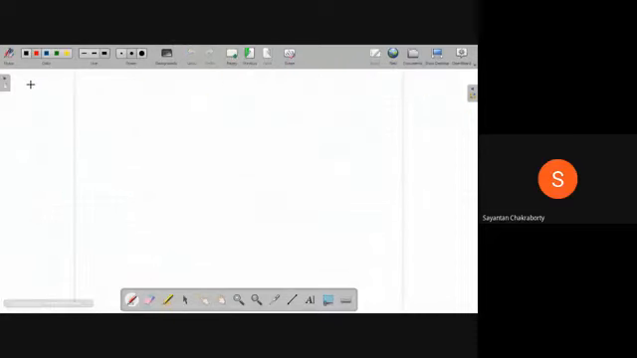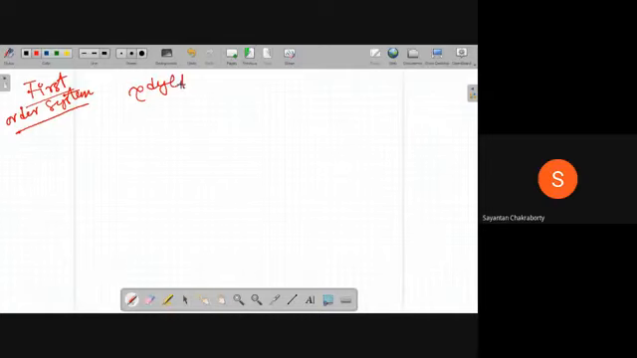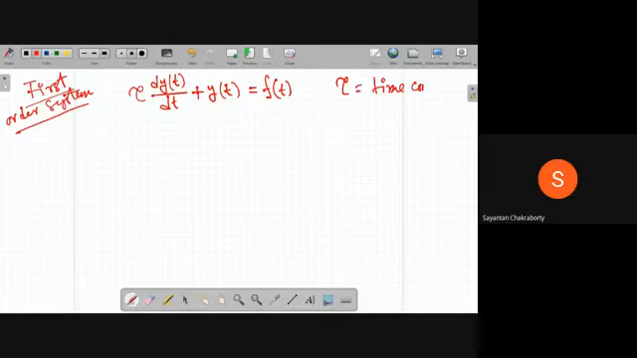That is, suppose we have a differential equation for a first order system given as tau dy/dt plus y equals f(t), where y is the output and f(t) is your input. Okay, and what is this tau? Tau is nothing but the time constant of the system.